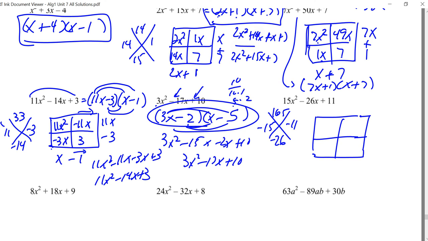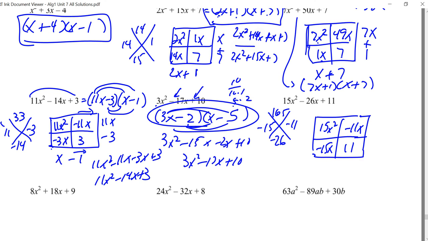After I factor, I'm not going to go back and prove that they are right. I'm just going to accept that they're right. So in the top right-hand corner, I put 15x squared. In the bottom, I put 11. In one box, I put negative 15x. In the other box, negative 11x.